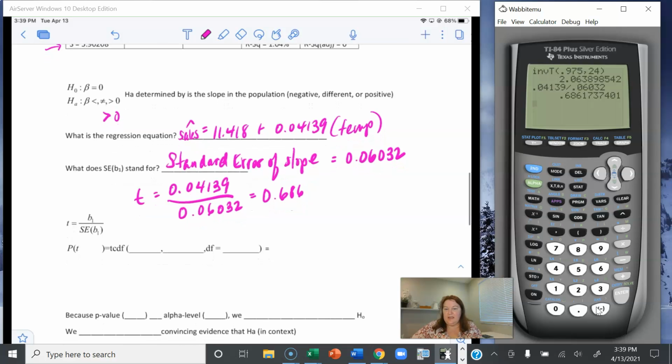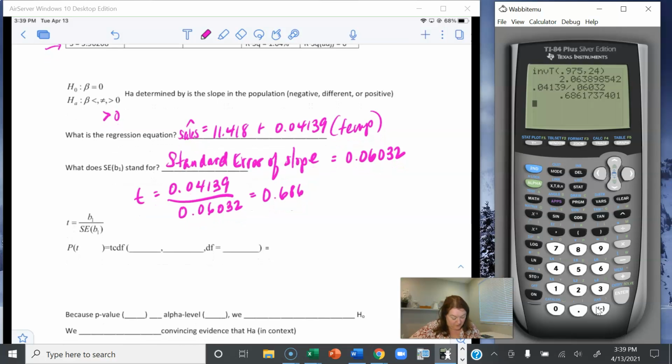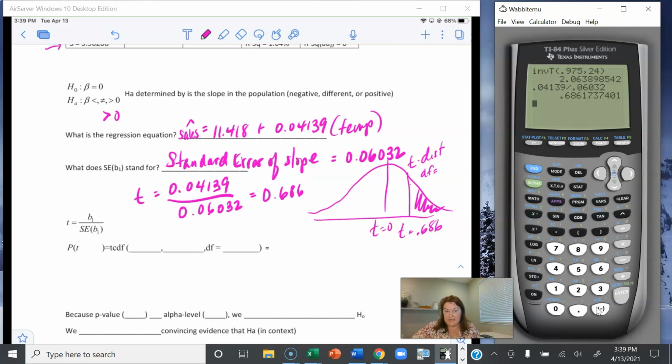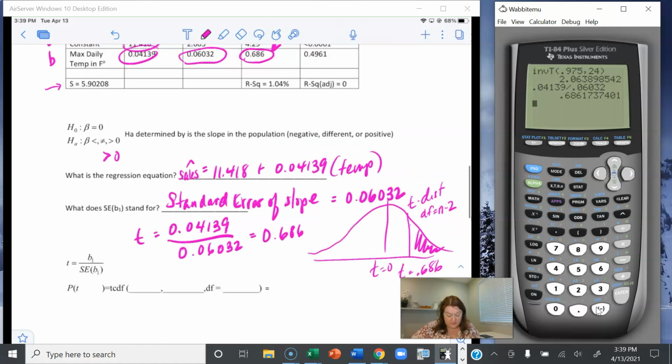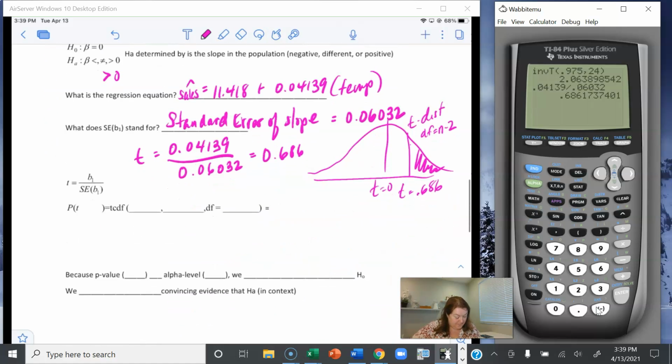Okay. So our next step, after we found t, what would we do? We'd draw a picture, right? And we'd say this is a t distribution. So we'd say here is where t is 0. We're going to say t is 0.686 right about here, and since it's a greater than, we're coloring in to the right. We would say this is a t distribution, and degrees of freedom is going to be n minus 2, and they told us this time that n was 46. So 46 minus 2 is 44 for degrees of freedom.